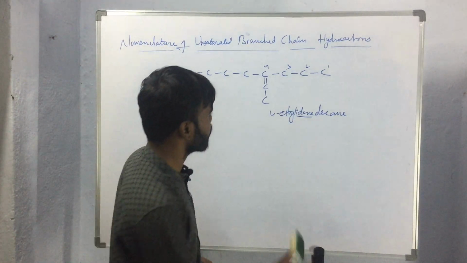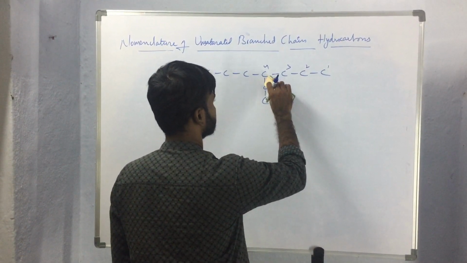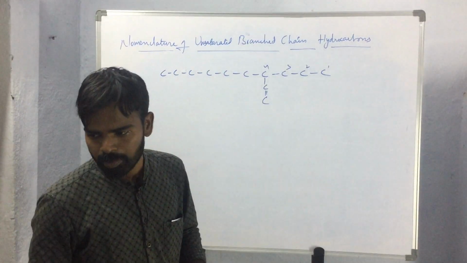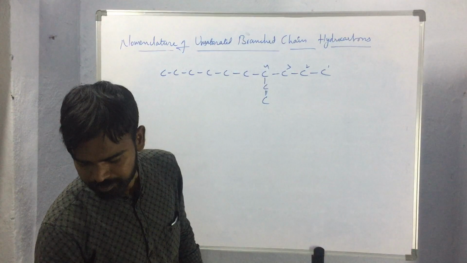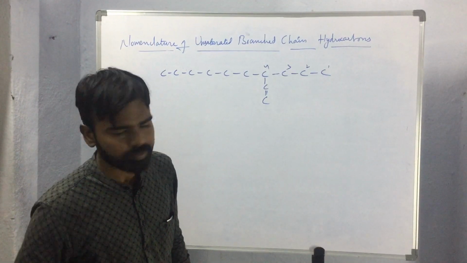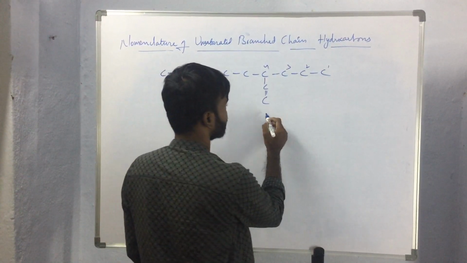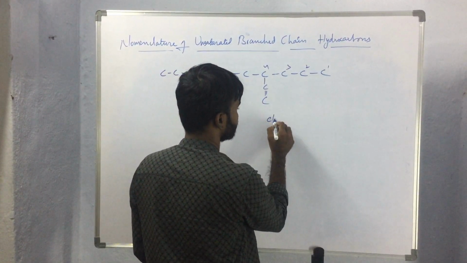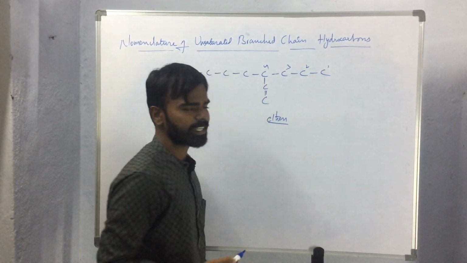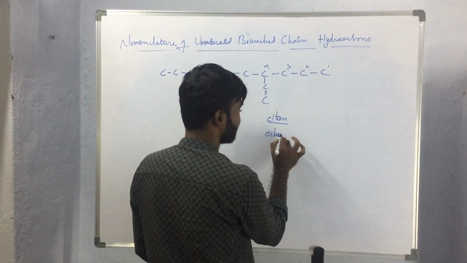What if the unsaturation is separated with one or more carbon atoms? In this condition, what will we do? The name of the side chain is ethene. So instead of writing ethene, we will be writing ethenyl.